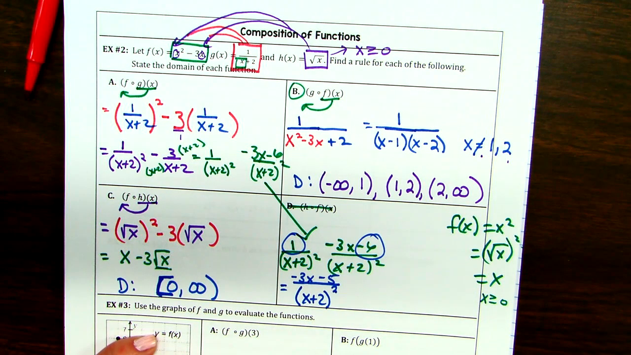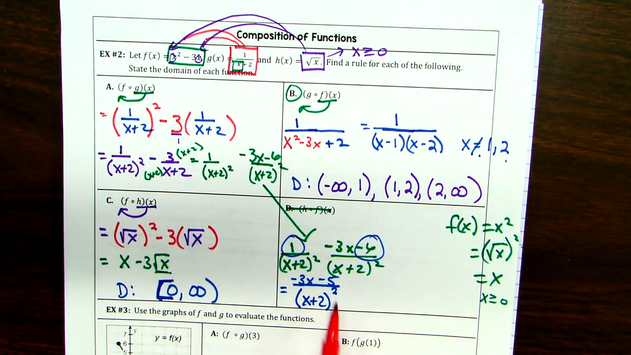Minus 5. That is your final answer. Or negative 5 minus 3x. It doesn't matter. That is your final answer. Now, just to make it one little step more complicated, that's fine. This is a good answer.